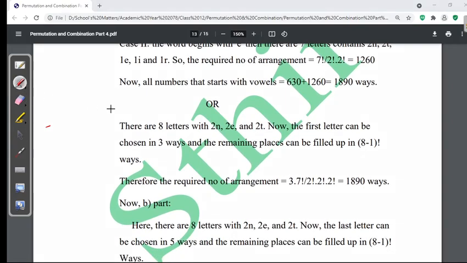For part A, there are 8 letters: 2N, 2E, 2T. Now the first letter can be chosen in 3 different ways. The remaining places can be filled in 8 minus 1 ways. So, 3 times 7 factorial by 2 factorial 2 factorial 2 factorial.